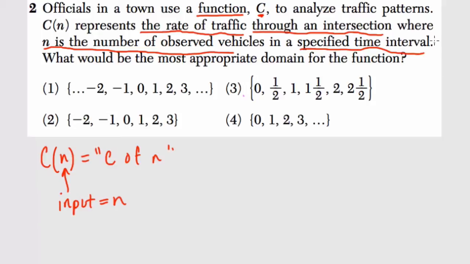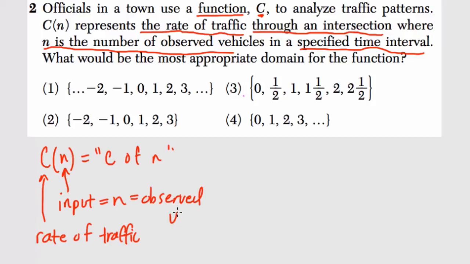So let's just translate what they've told us so far. They're saying that the function C of n is a function that represents the rate of traffic. So C is the function that represents the rate of traffic, and it's based on the input n. That means, since n is the number of observed vehicles, that the rate of traffic depends upon the number of observed vehicles. And that's just a really precise and mathematical way of saying the number of cars is going to tell us how fast the traffic is moving. That's the idea. So they're asking what would be the most appropriate domain for the function.